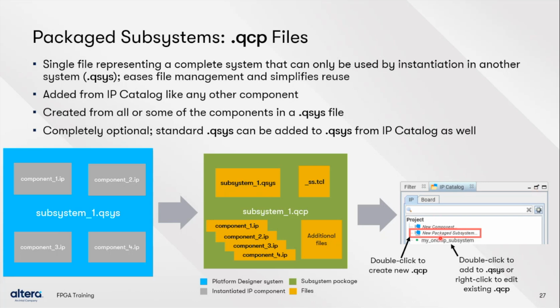There's a whole wizard in the IP catalog and Platform Designer, you just double click this and it walks you through what you need to be able to create the .qcp, and then the .qcp will just appear in your IP catalog.